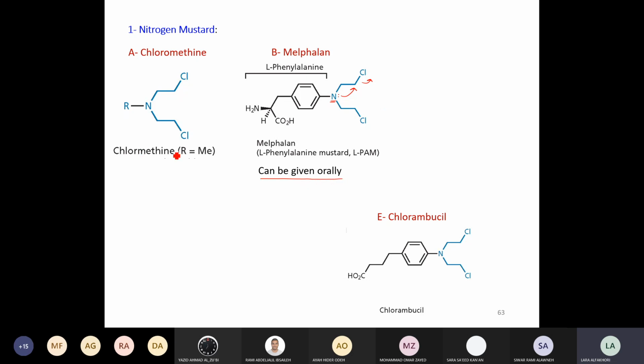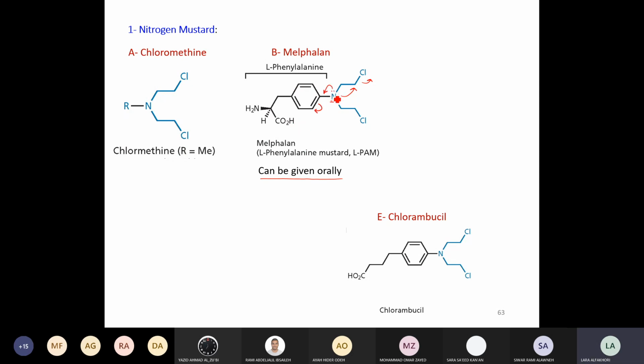Now, chlormethine is not given orally, because the water present in the GIT, over the very long time needed for the drug to be absorbed, will subject the drug, once the aziridinium ion forms, to higher chances of interacting with nucleophiles such as water, the proteins and so on. But if you attach to the nitrogen an electron withdrawing group such as the benzene, that phenyl group will withdraw electrons via resonance.